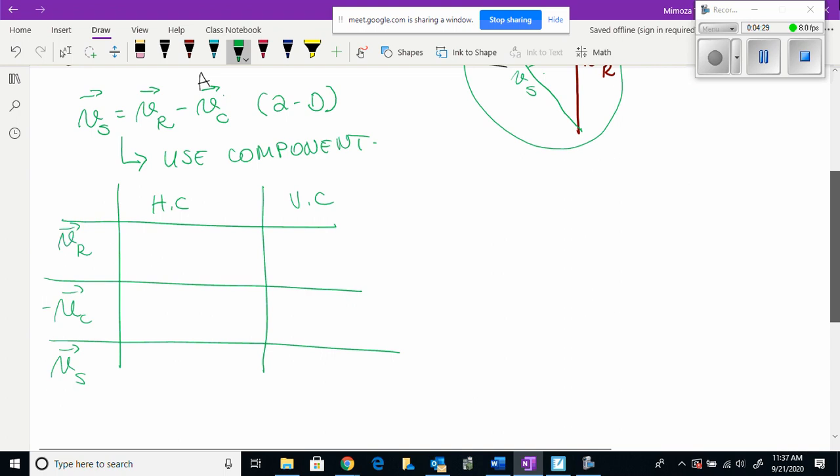So now, see what do we have here? The resultant velocity is somewhere here. So it's a vector that is going straight up, which means that the horizontal component of this type of vector is equal to 0. And the vertical component is whatever is the magnitude of this vector. Is it clear? Now we'll move to the negative velocity of the current.